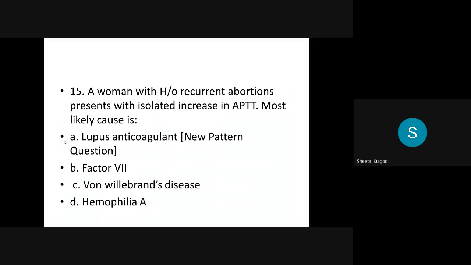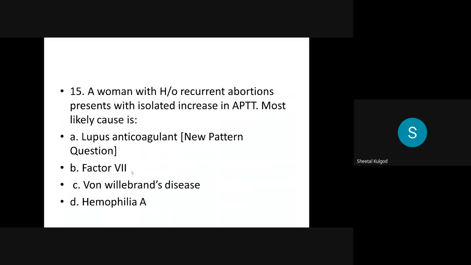Now the 15th one: a woman with a history of recurrent abortions presents with isolated increase in APTT. That is, it's again a coagulation test. So the most likely cause is lupus anticoagulant, factor 7 deficiency, von Willebrand's disease, or hemophilia A. What is the answer here? Option D. See, it is an isolated increase, meaning all other coagulation factors are normal. Only the APTT is increased.